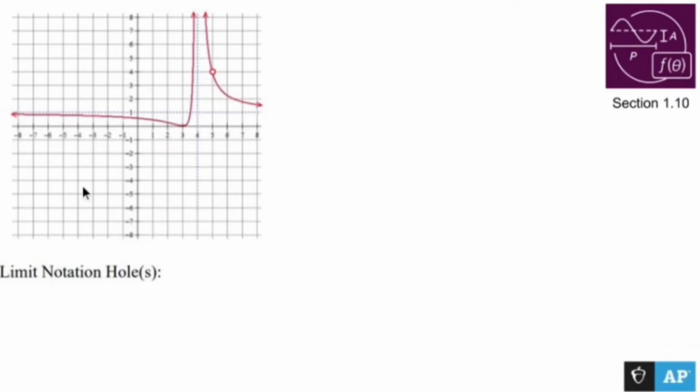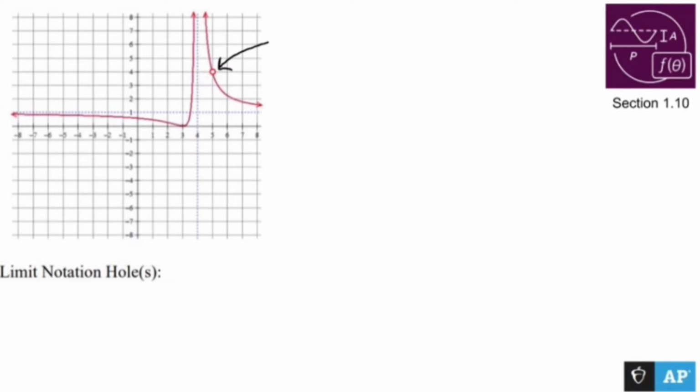All right, I'm given a graph here and I'm being asked to find the limit notation of the holes. Now, the hole exists where you have on your graph a little hole right there, which is a circle. Now, the limit notation of a hole means as I move from the left and from the right towards that hole, where am I going? The hole exists when x equals 5.